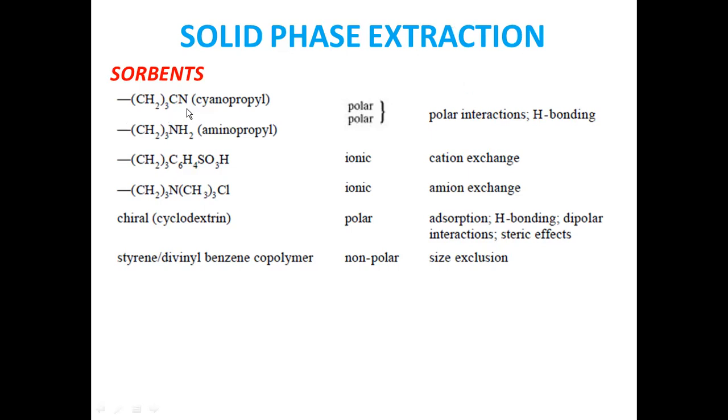Propyl group attached to a cyanide group. Cyanopropyl group attached to silicon and aminopropyl group attached to silicon. Cyanide is polar, amino group is polar, but the propyl group is less polar when compared to cyanide and amino. Therefore, this becomes intermediately polar. So, we can keep them under the polar sorbents.